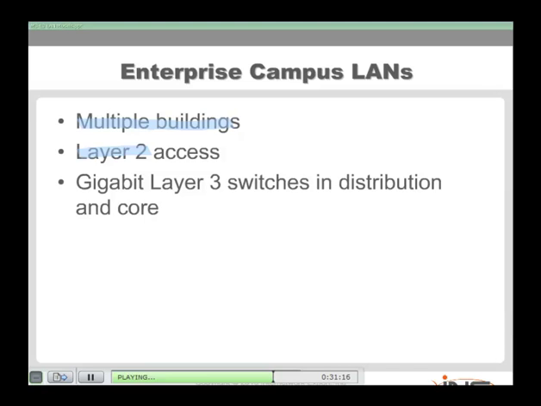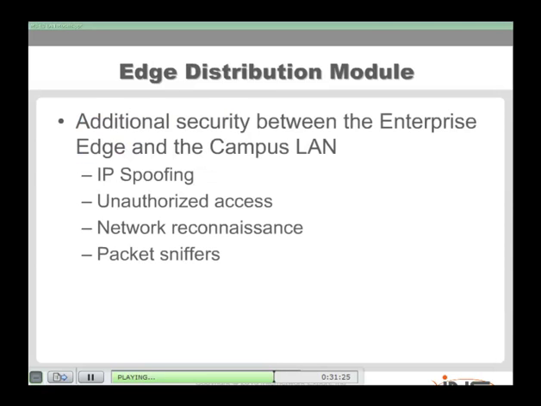Connected to this enterprise campus LAN, to review from day 1 of our course, we have an edge distribution module. The edge distribution module is to obviously give us connectivity to WAN and internet service provider services. So this enterprise edge distribution module is very, very important so that the campus LAN has connectivity to all of the wonderful remote resources that we need to access.